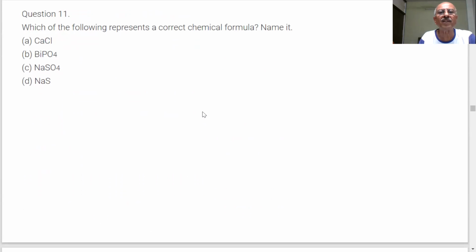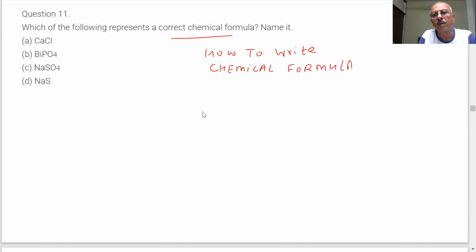Next question, which of the following represent correct chemical formula? Now we have told you how to write the chemical formula. The trick, how to write chemical formula, already told you. Okay, write the chemical formula from the valencies and see which is the correct answer.